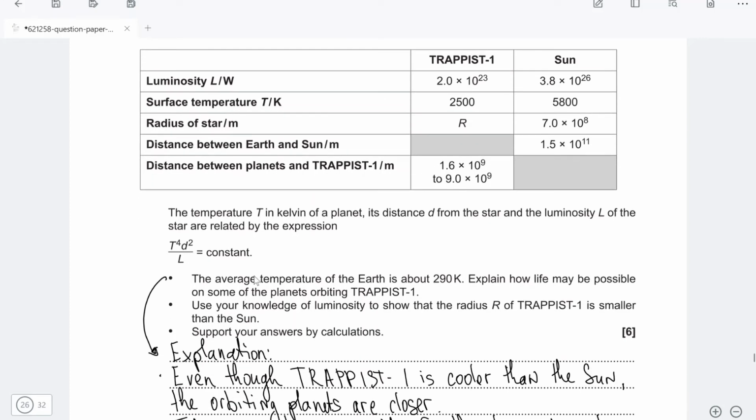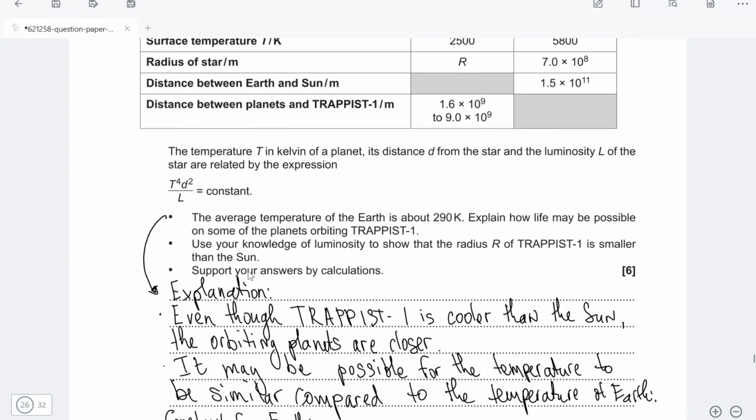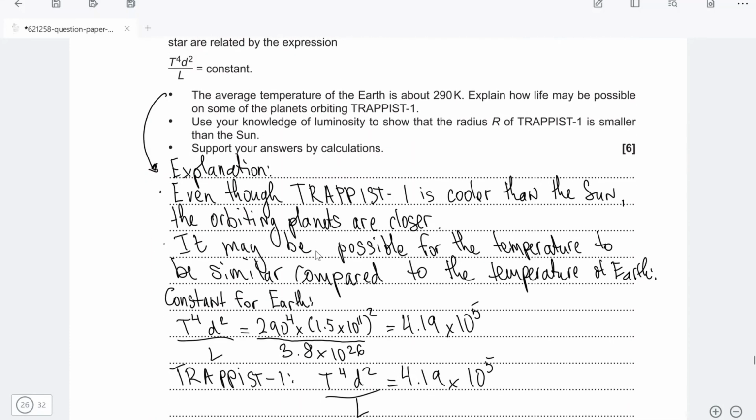The first question is asking us: the average temperature of the Earth is about 290 Kelvin. Explain how life may be possible on some of the planets orbiting TRAPPIST-1 and support your answer by calculations. Well, first off, even though TRAPPIST-1 is cooler than the Sun, the orbiting planets are considerably closer. It may be possible for the temperature to be comparable to the temperature of the Earth.